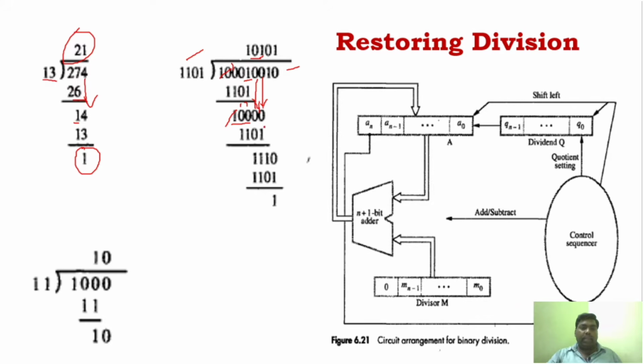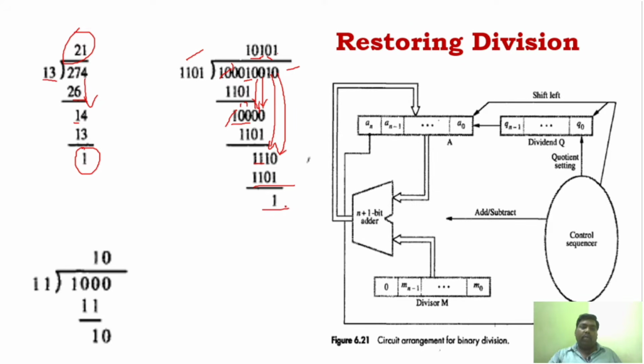So what will happen? 10 minus 1 is 1. Now you will bring this 1 down, and you cannot divide, so I add a 0 here. Then you bring this 0 here, and now you can divide, so I put 1, and if you subtract, you'll get this 1. This is the normal division which you do.